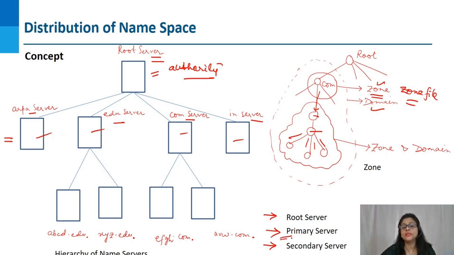Then we have the primary server. Primary server is the one which actually keeps the information about all other servers under its control. We have the secondary server. The secondary server is a duplication, or we can call it a redundant server in case the primary server fails. The work of the secondary server is to pass on the information from other servers to the primary server, but it has no authoritative control to manage the other servers.